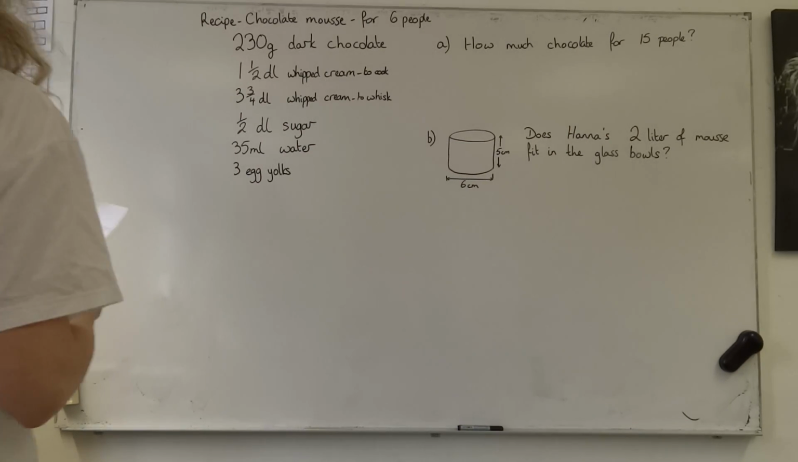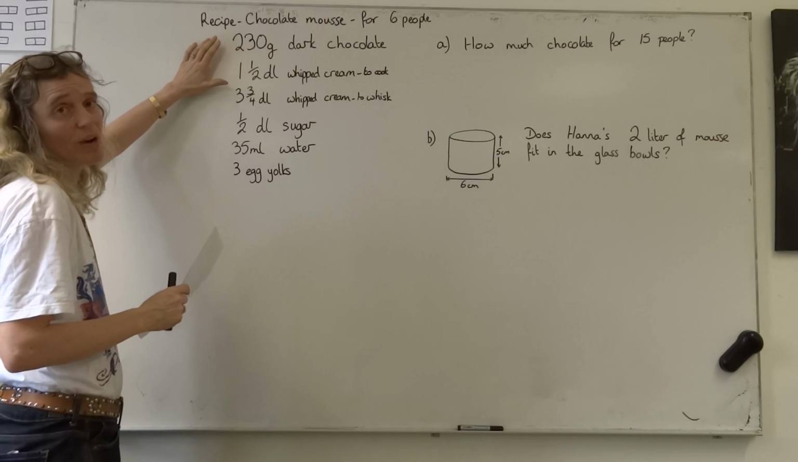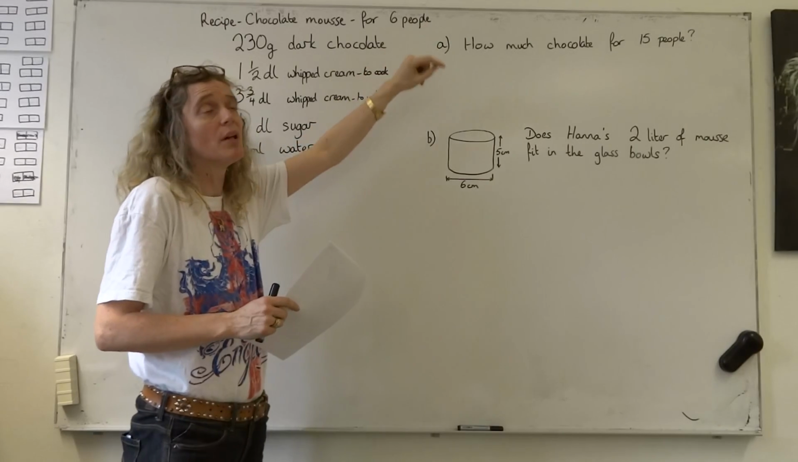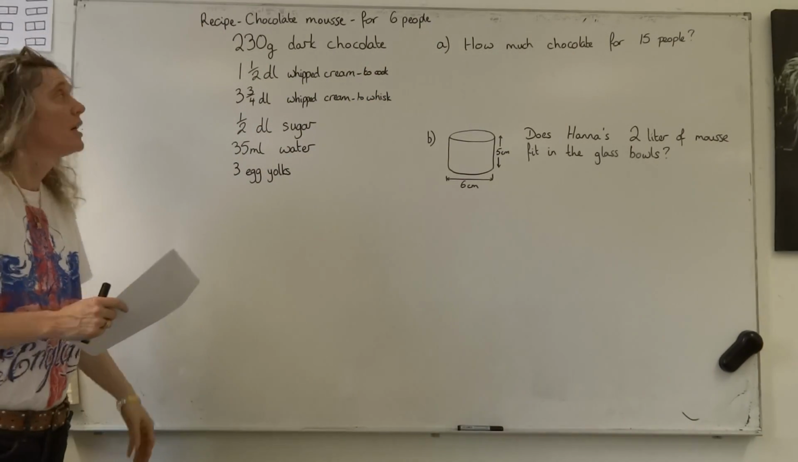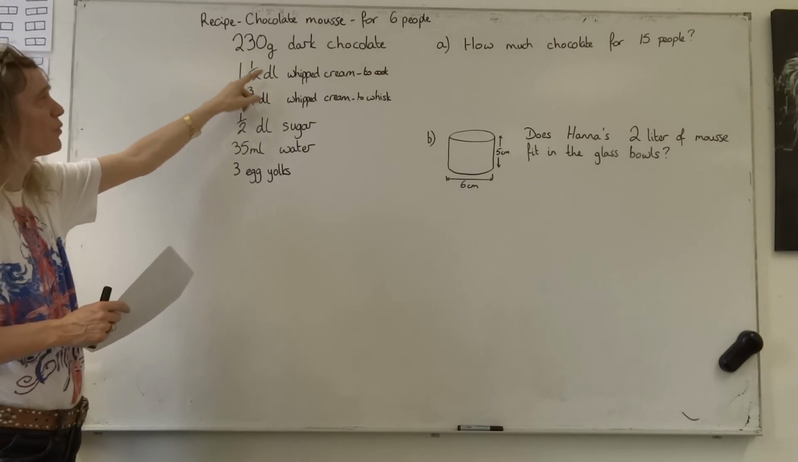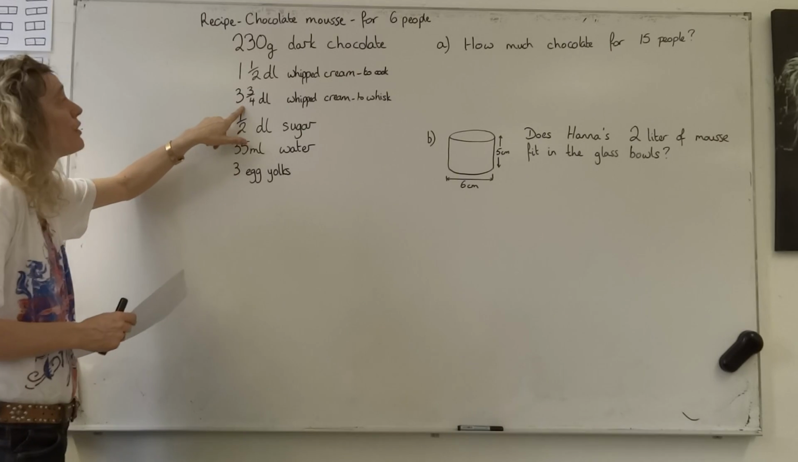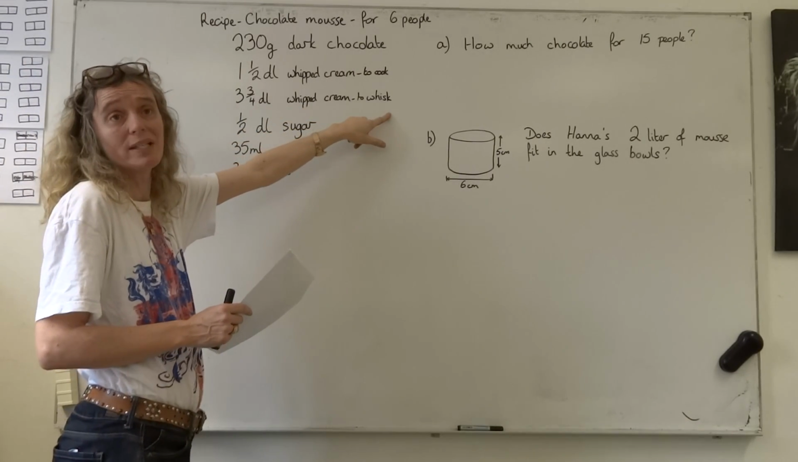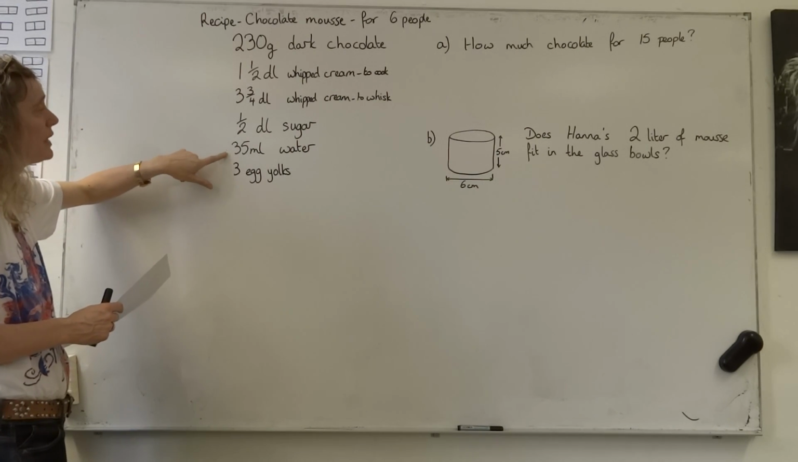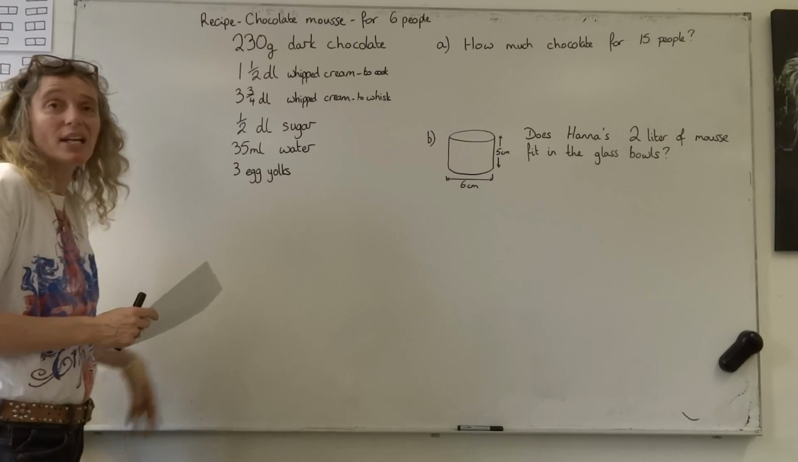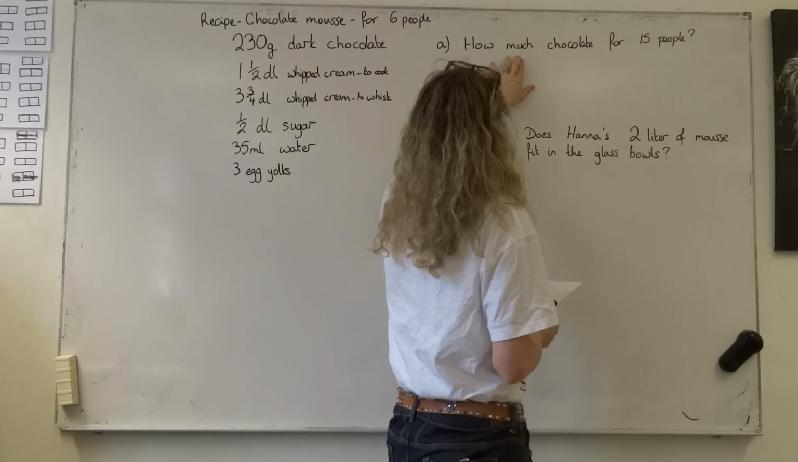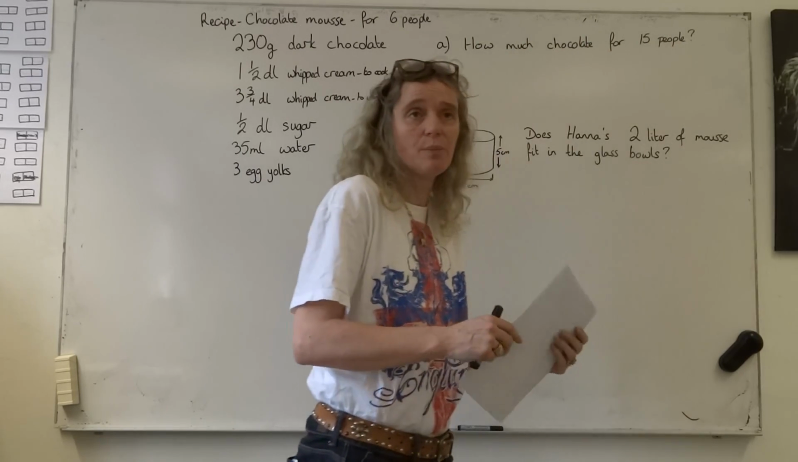Okay, question 8 of 2008 was you were given this recipe of chocolate mousse. You know that the recipe is made for 6 people, and then it gives you a big list of ingredients. 230 grams of dark chocolate, 1.5 decilitres of whipped cream that you're going to cook, 3 3/4 decilitres of whipped cream that you're just going to whisk and make it thick, 1/2 decilitre sugar, 35 millilitres of water, and 3 egg yolks. And you don't need most of that information, because you only need one part of the information, and it's how much chocolate are you going to need for 15 people.